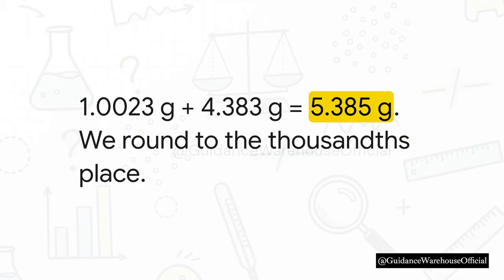Let's say we're adding 1.0023 grams and 4.383 grams. The first number goes all the way out to 4 decimal places, but the second number only goes out to 3 decimal places, the thousandths place. If you just plug this into a calculator, it eagerly spits out 5.3853. But listen, calculators don't know chemistry. Since our least precise measurement stops at the thousandths place, our final answer must also stop there. So we drop that final 3, rounding down, to get a scientifically correct answer of 5.385 grams.